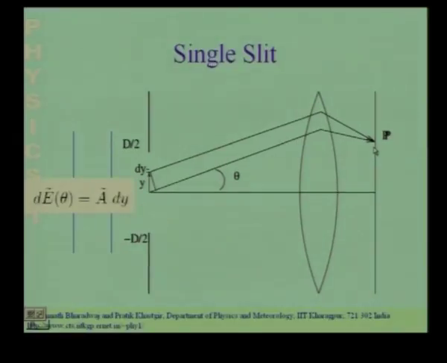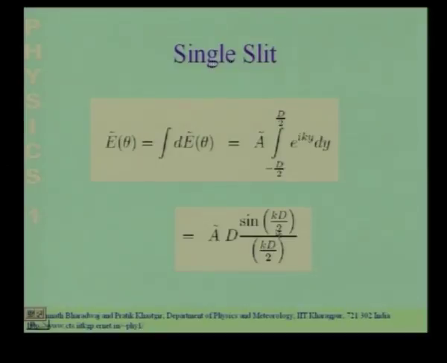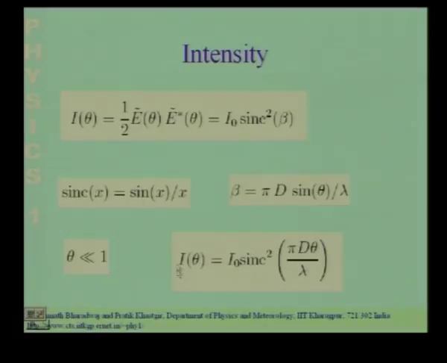Let us now go back to the exercise that we were doing. We had calculated the mathematical expression for the superposition of the waves emitted from the different points on the slit, and now we use this to calculate the intensity. The intensity is half E E star. We had done this calculation in the last class. The intensity is I naught, some constant, into sinc square beta, where the sinc function, which we have encountered earlier, is sin x by x, and beta is pi d sin theta by lambda. So, this gives us the intensity pattern on the screen.